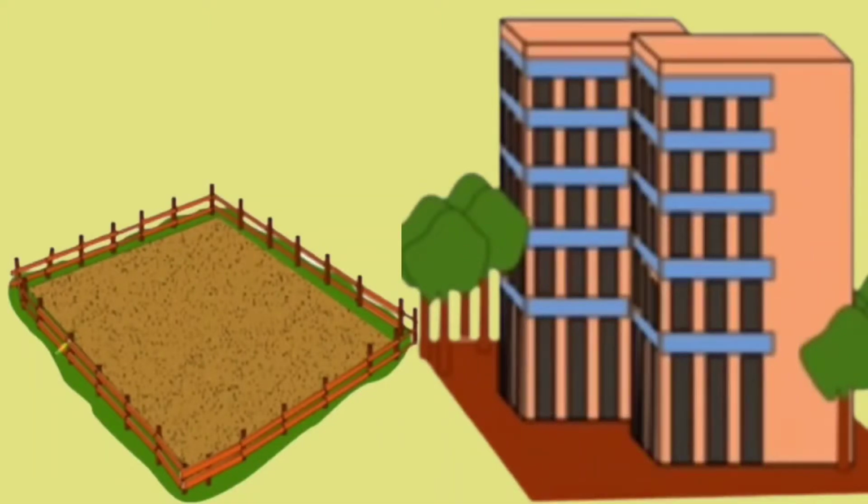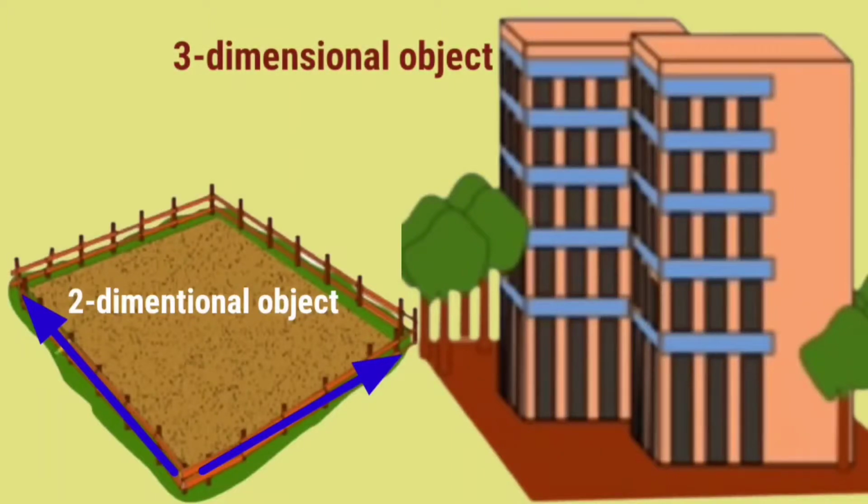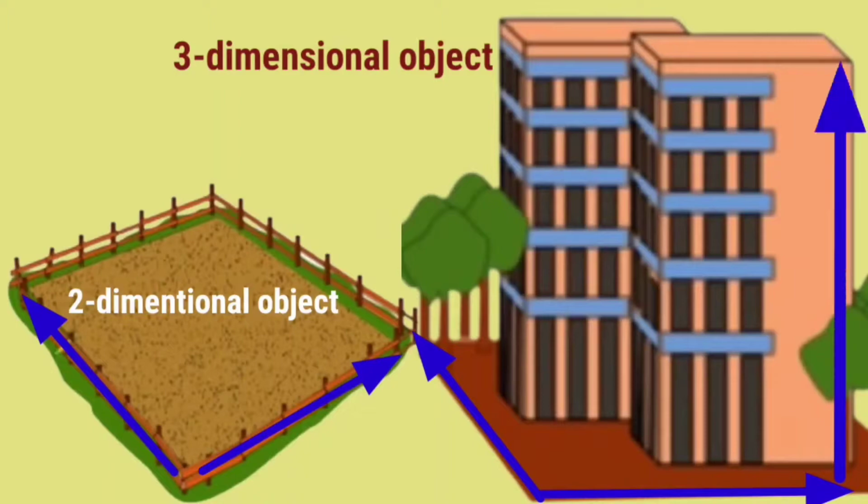This piece of land is a two-dimensional object which has a length and a breadth, and this multi-story building is a three-dimensional object which has a length, breadth and a height. Surface covered by a two-dimensional object is its area, and the space occupied by a three-dimensional object is its volume.